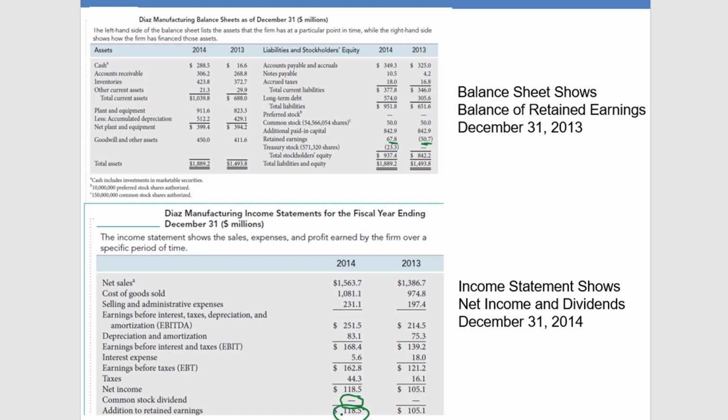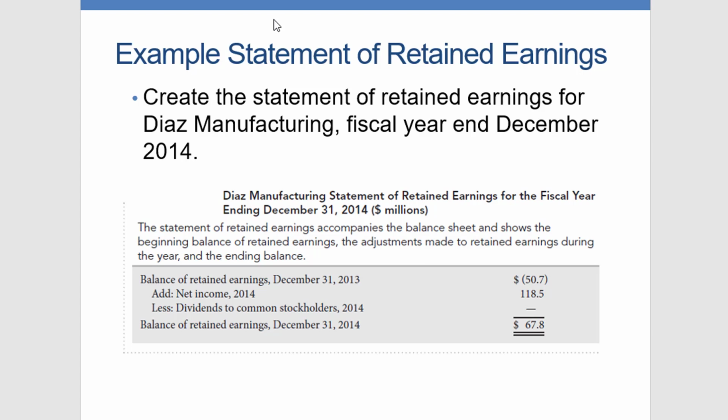And so then if we want to figure out any change or adjustment to our overall retained earnings from 2013 to 2014, we start off with that 2013 retained earnings. That's what we did over here. We started off with those 2013 retained earnings. And then we added our income that we made, 118.5. That's how much income we made in 2014. We didn't pay any dividends. This was 0. And so overall, our retained earnings balance is going to be 67.8 million.